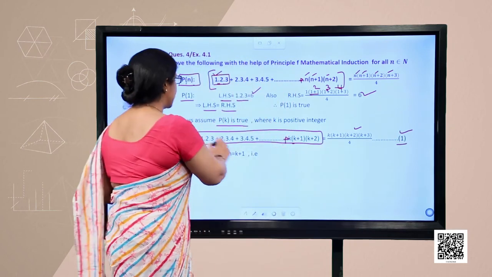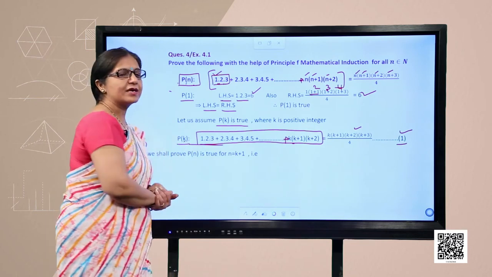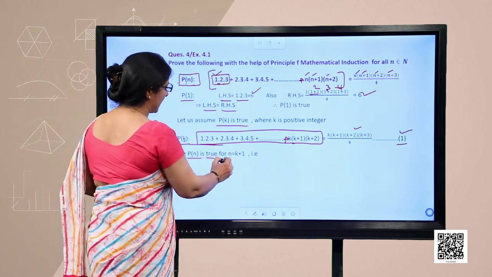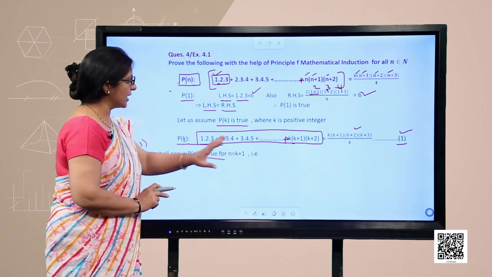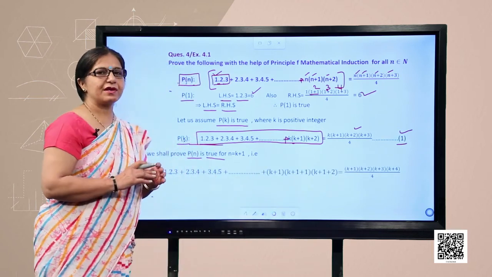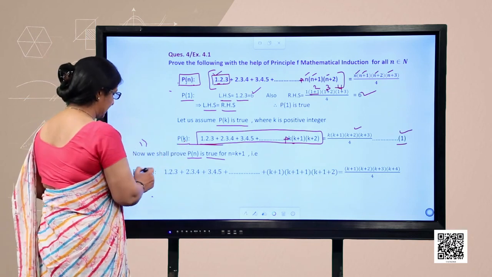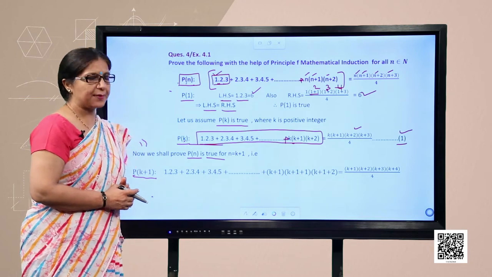We will be using this result for further proving Pk plus 1. Now, we need to prove that Pn is true for n equal to k plus 1. So, let us prove it. Before proving, we will form the equation by replacing k by k plus 1. This is our mathematical statement in the form of k plus 1.